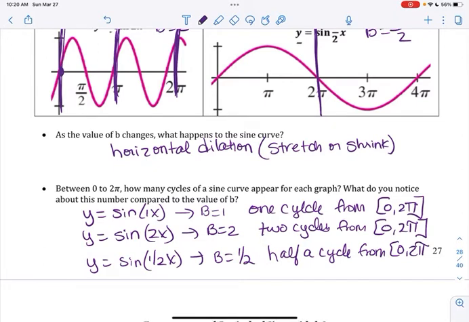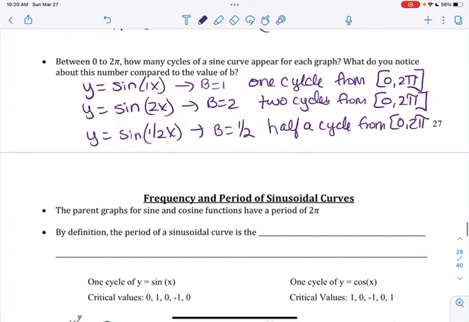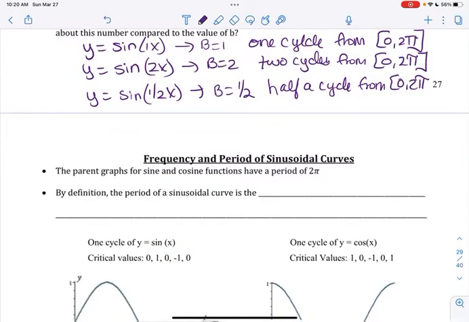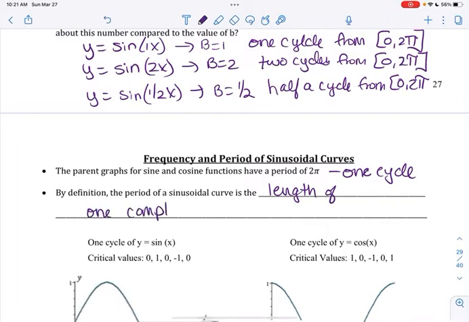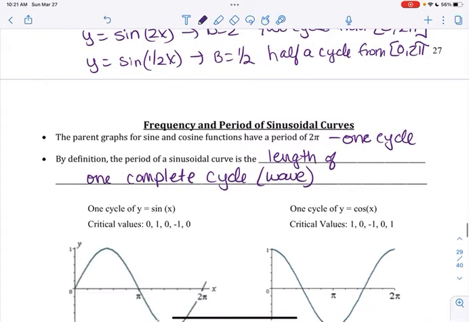So we have a few more vocabulary words that we need to go over. The parent function is y equals sine of 1x. The parent functions for sine and cosine graphs all have a period of 2 pi. That's one cycle. By definition, the period of a sinusoidal curve is the length of one complete cycle or wave. So that's referred to as the period.